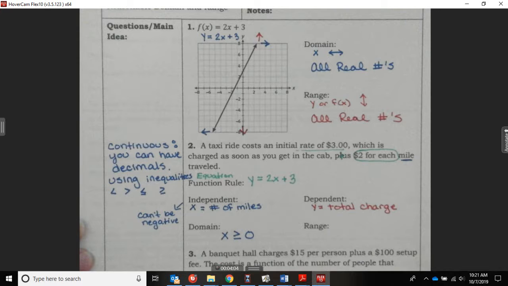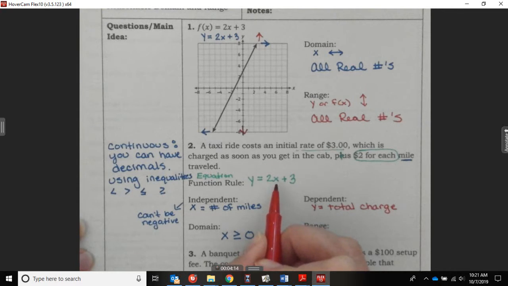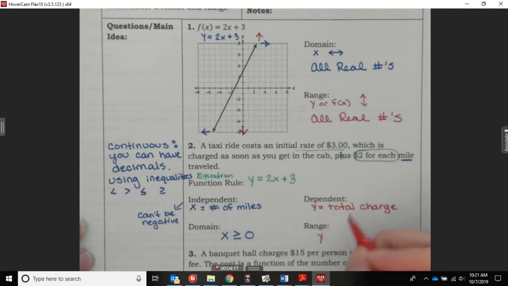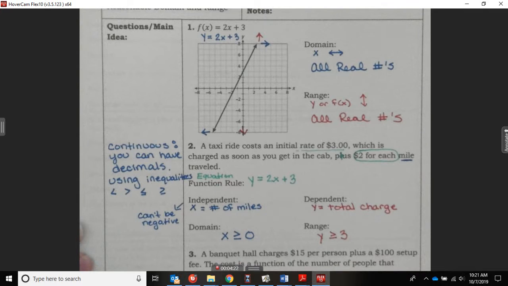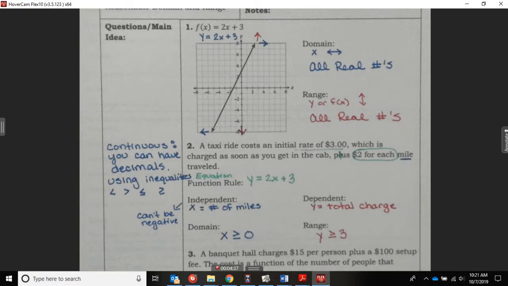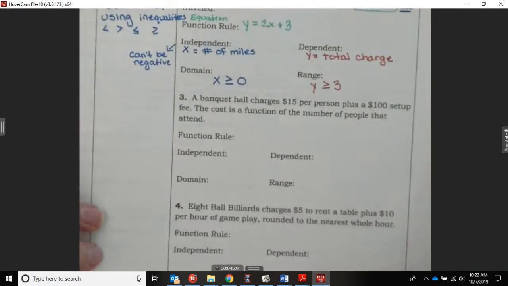And my range has to follow along with the domain. My range is my y values. And if I pay for 0 miles, that's like plugging 0 in for x. And so 2 times 0 is 0 plus 3. So y is greater than or equal to 3. Okay, because no matter how many miles you travel, even if you don't go anywhere, but you called that taxi, you still have to pay $3.